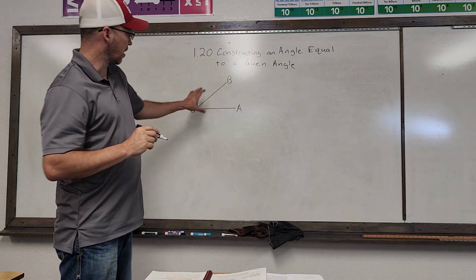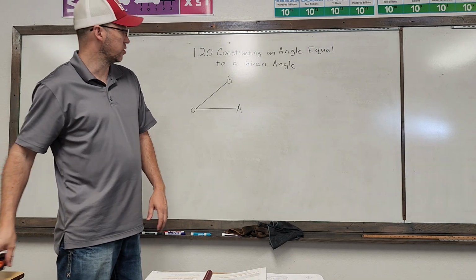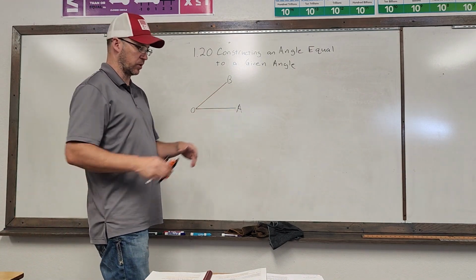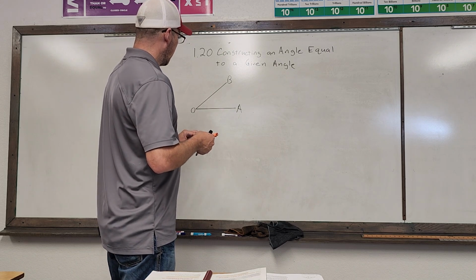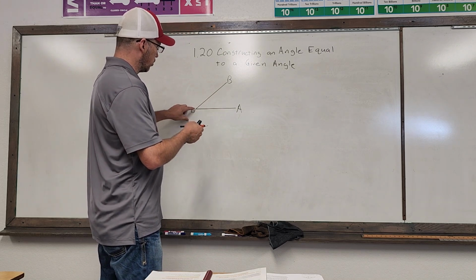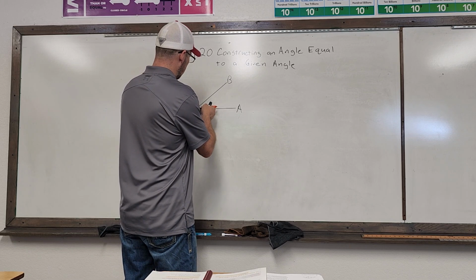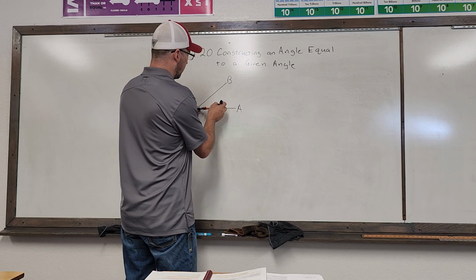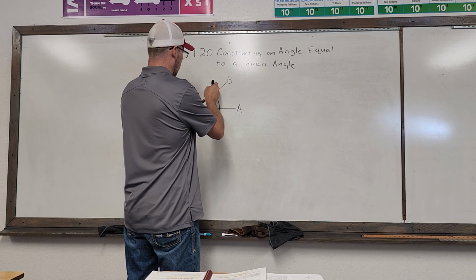Alright, so I want to make another angle exactly like this one without using a protractor to measure this angle, and to duplicate it, I'm going to use a compass. The first thing I'm going to do is, using my vertex as the center of my circle, make an arc that goes through lines A and B. It's going to look something like this.